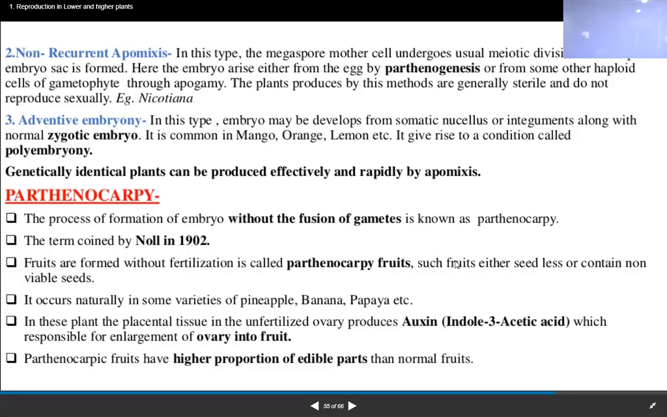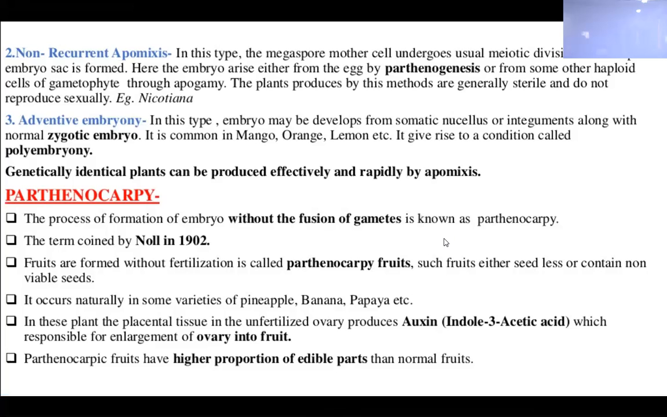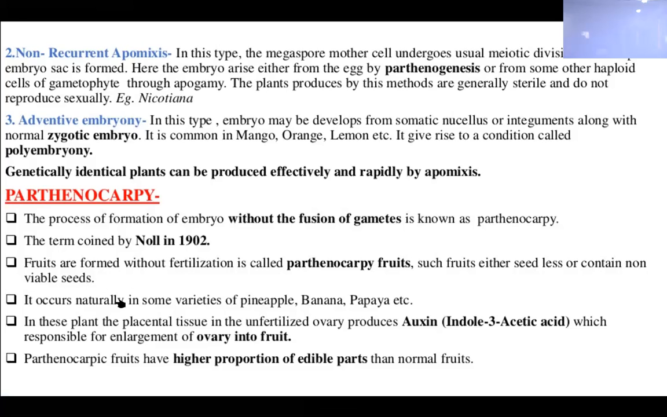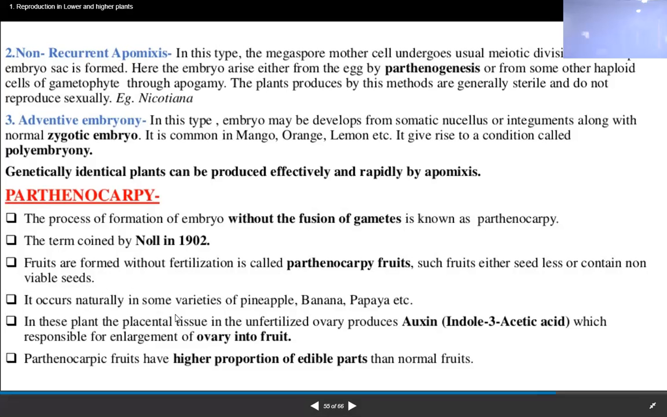Of course, because you know, the ovary develops into fruit. The ovary has ovules, but it happens without fertilization. So how is it going to develop into seed? That's the reason parthenocarpic fruits are usually seedless or contain non-viable seeds. Seeds are there, but they are non-viable seeds. Okay, it occurs naturally in some varieties of pineapple, banana, papaya. You must have heard about it.